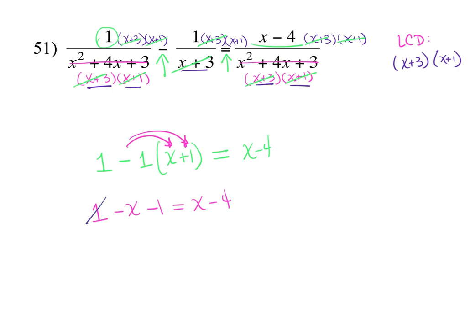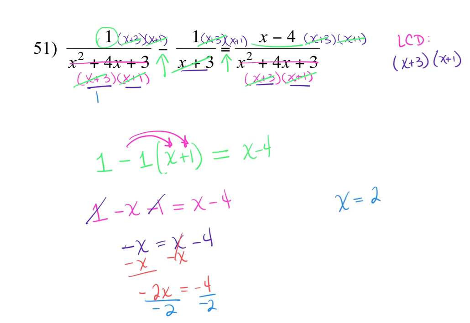On this left-hand side, 1 minus 1 will cancel. So I have negative x equals x minus 4. Subtract the x over. What is negative x minus x? Negative 2x. What do you think is the most common mistake I would see if someone did that problem? They would cancel the x's, right? So negative x minus x is negative 2x. Divide both sides by negative 2. Negative 4 divided by negative 2 is positive 2.